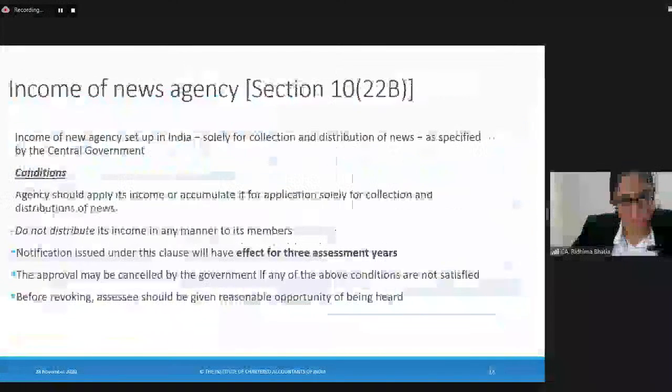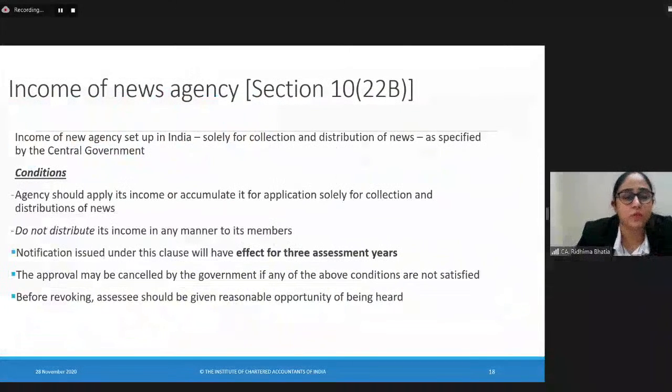Two more we'll do and then we'll take a break. Okay? Incomes of news agencies. News agencies are not the commercial news channels you're thinking of. These are the very raw government news agencies like your PTI. Have you seen on government related news which is directly broadcasted by them, PTI or ANI is written. Press Trust of India or UNI is also written. United News of India. Have you seen that? So we are talking about those news agencies. The news agency whose income, which is first of all solely set up for the collection and distribution of news, as specified by the central government, their income would be exempt, but only for 3 assessment years, and provided they do not distribute the income to its members.